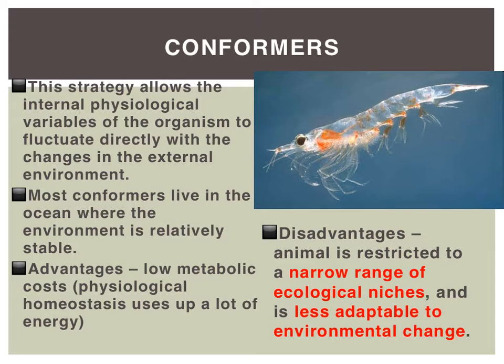Now, a conformer is an animal who employs a strategy which means that its internal physiological variables of the organism fluctuate directly with the changes in the external environment. Now, what do I mean by that? Well, what I mean is if they're in a salty environment, their internal environment inside the organism becomes salty. If they're in a cool environment, then their internal body temperature becomes cool.